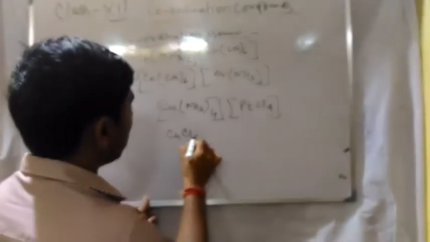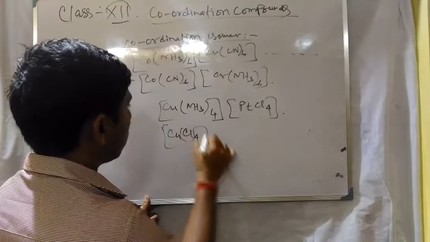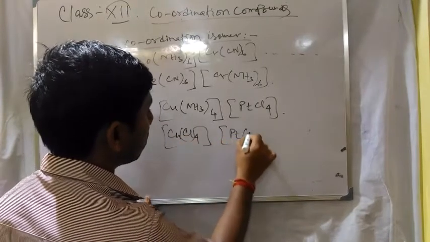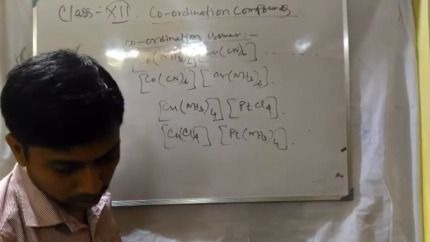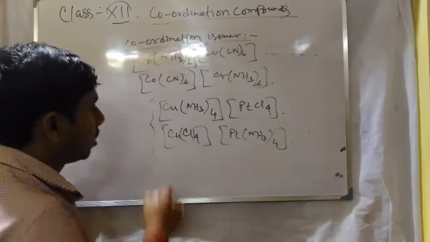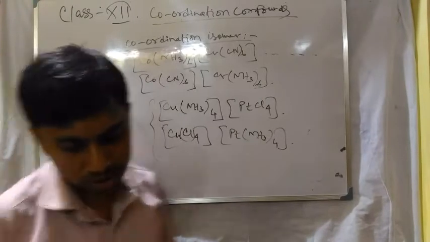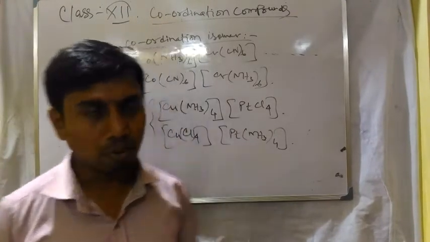Another one, that is [Cu(NH3)4][PtCl4], and another one is [Pt(NH3)4][CuCl4], right? So these are another example of coordination isomerism. Fourth one is the ligand isomerism.